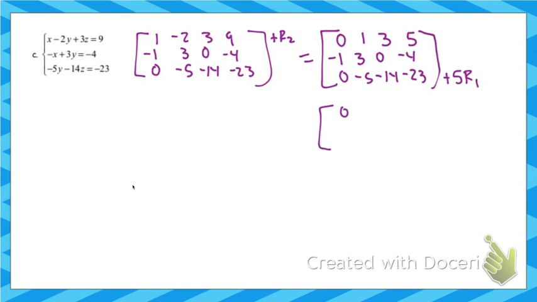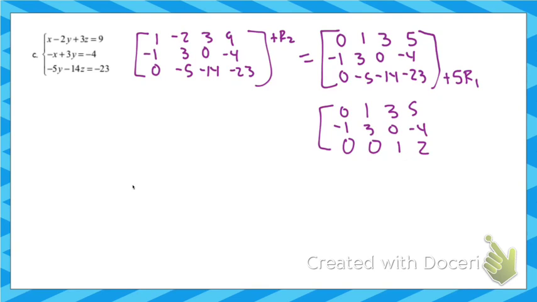So that's going to give me 0 plus 0 is 0, negative 5 plus 5 is 0, then it's negative 14 plus 5 times 3. So it's negative 14 plus 15, which is 1. Then it's negative 23 plus 5 times 5. So it's negative 23 plus 25, which is 2.